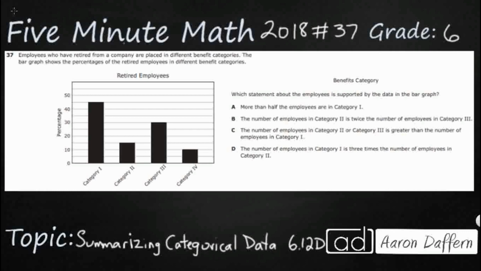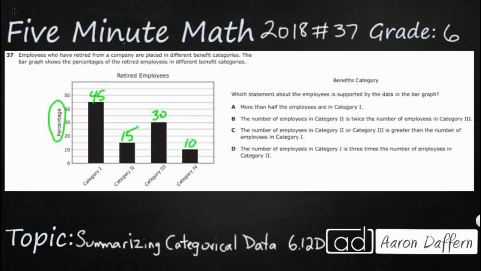So we have a percentage bar graph here, but it's already made for us. And so let's just go ahead and label each of these categories. And it's going to look just like a regular bar graph. So we've got 45% in category 1. Let's look at 15% in category 2. Category 3, we've got 30%. And let's see, category 4 is 10%.